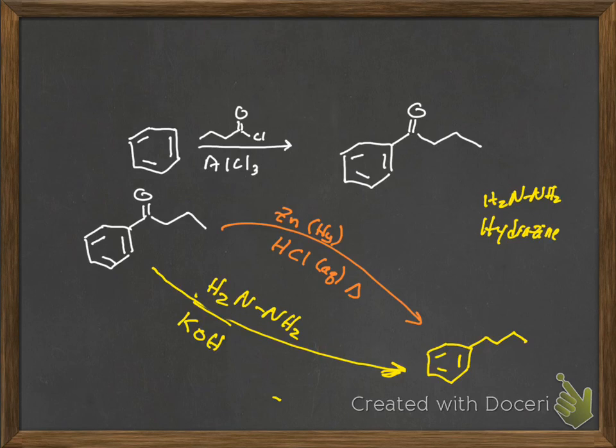So this is the way we cheat around to get some of these functional groups put together that we normally couldn't. Without the acylation and one of these two reduction methods, we wouldn't be able to put on any carbon in a straight chain longer than 2 on the aromatic ring.